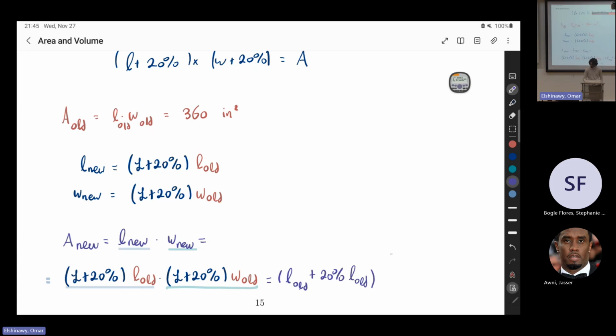So the symbols are supposed to make your life easier. If they're making your lives harder, let me know. We'll try something else.